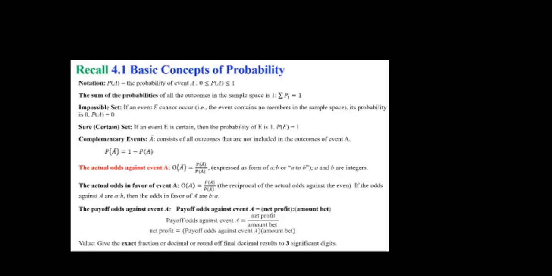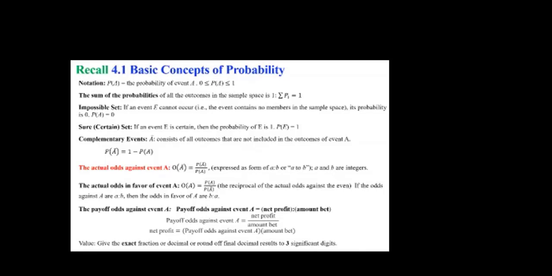A few very interesting and important parts: we should know that the probability is always between 0 and 1, and the sum is always 1. Complementary event was defined as probability of a complement equals 1 minus P of A.